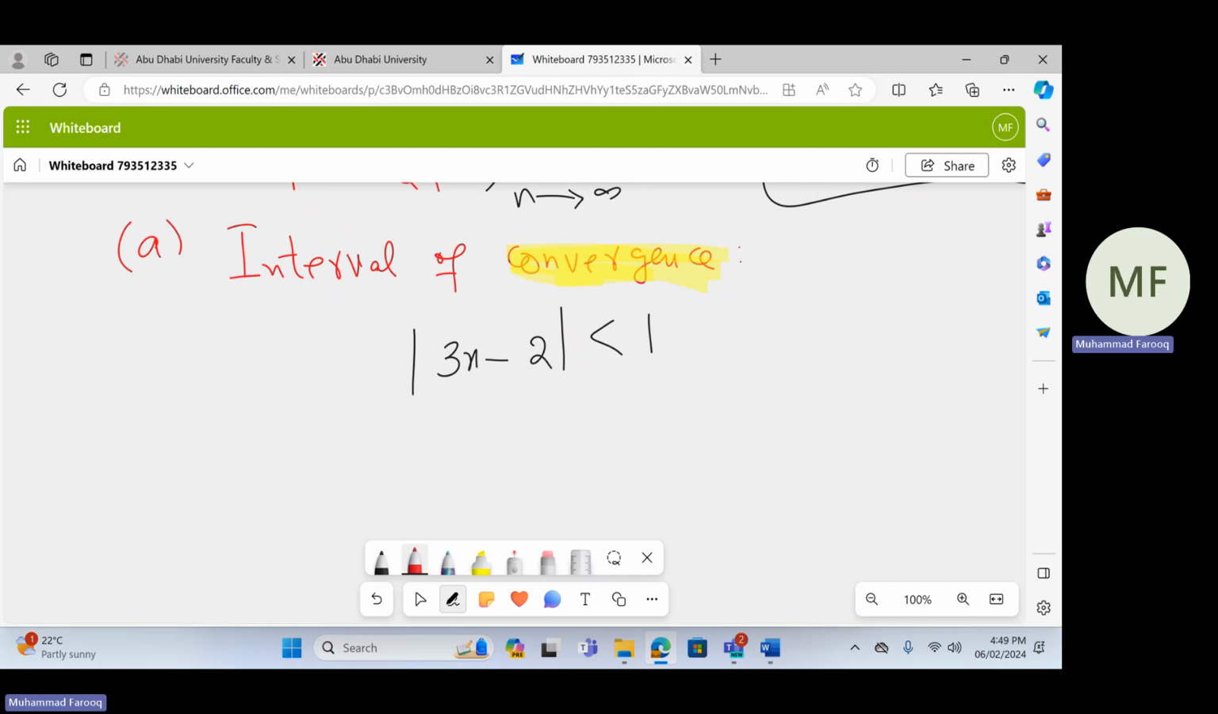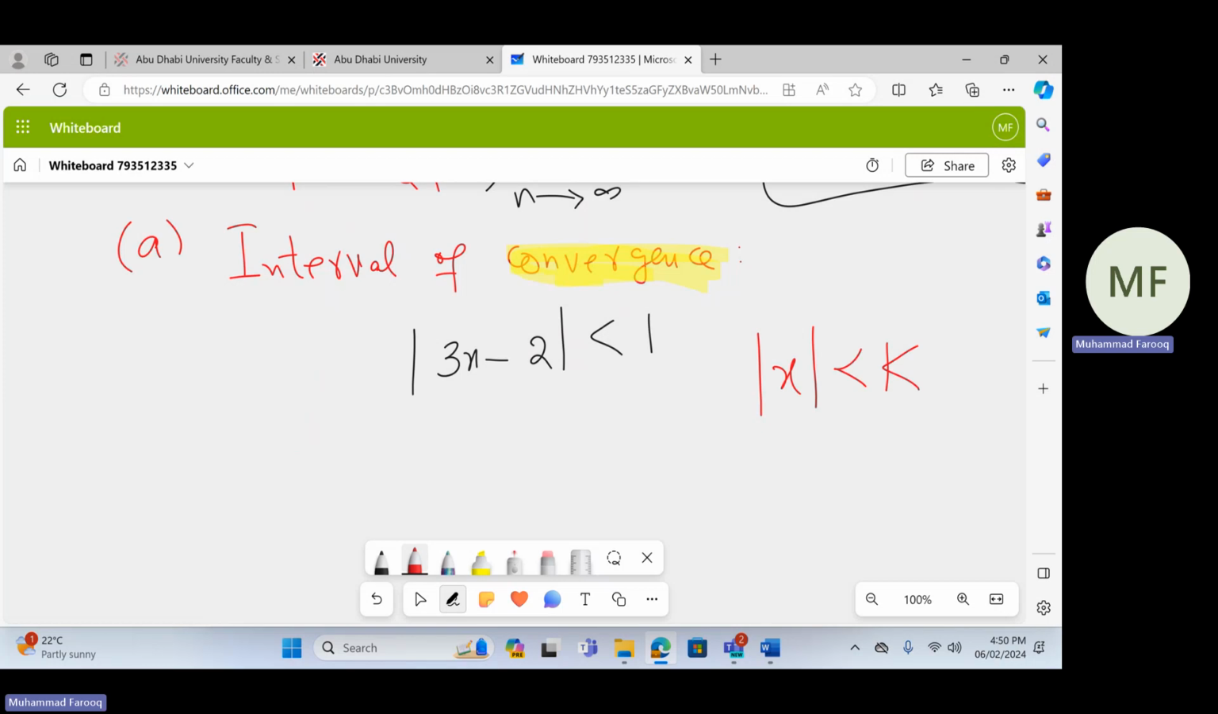Negative 1 and negative 2 equal 1? Equal this time, or less than? Exactly, you're right. Basically, these are the rules: the absolute value of x, if it is less than k. So it's called an absolute value inequality.